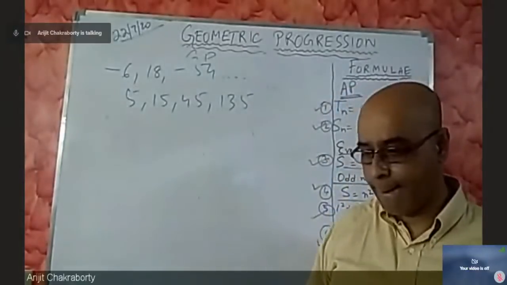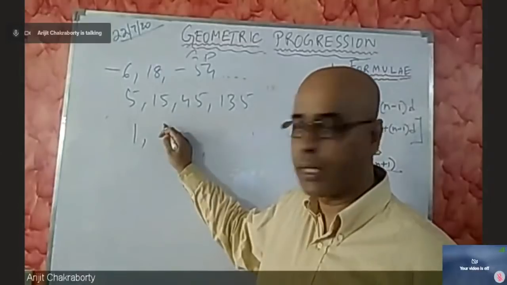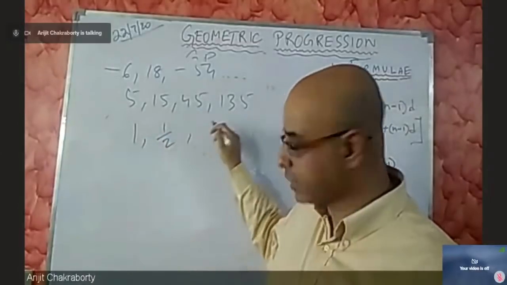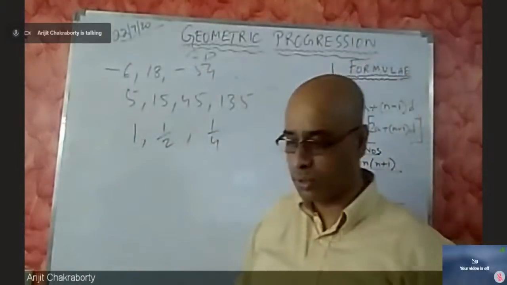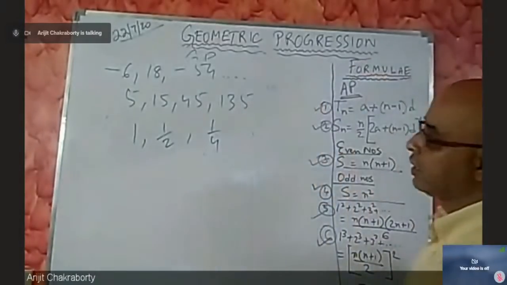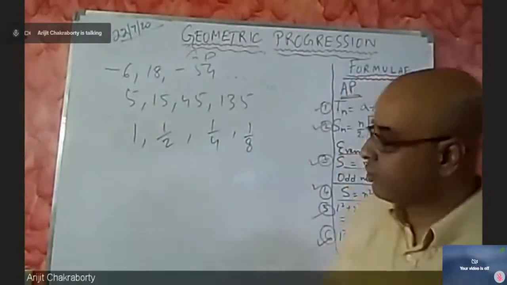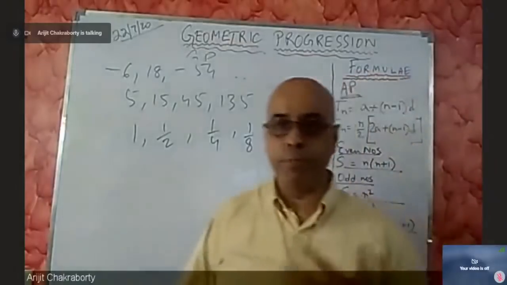And I'll also take 1. Let's take half. Then let's take 1/4. Okay. And so on. 1/8. So on. So we shall try to see whether these are AP or GP.